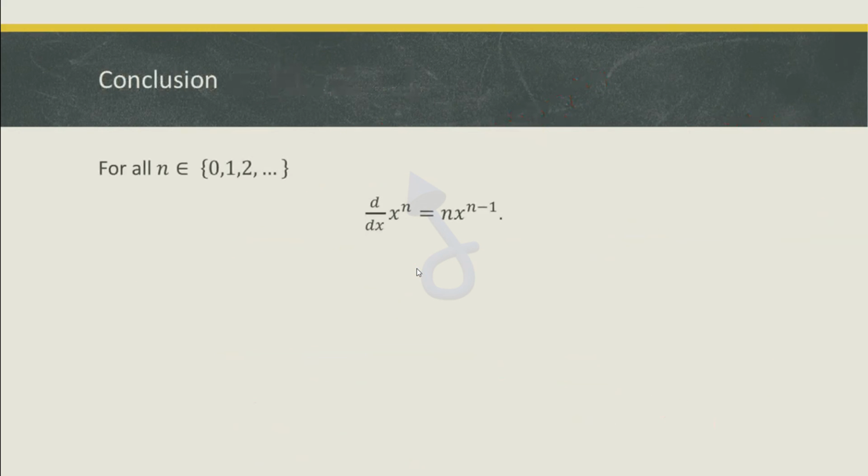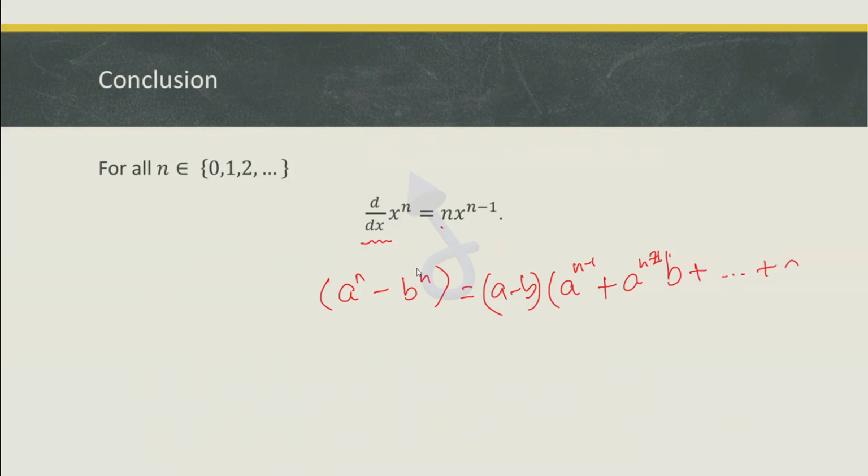So, ang natutunan natin is yung derivative pala ng x to the n, if n is a non-negative integer, ay n x to the n minus 1. Ang key sa proof natin ay ang identity na a to the n minus b to the n equals, mapa-factor siya, a minus b times a to the n minus 1 plus a to the n minus 2 b plus dot dot dot hanggang a to the 0 b to the n minus 1.